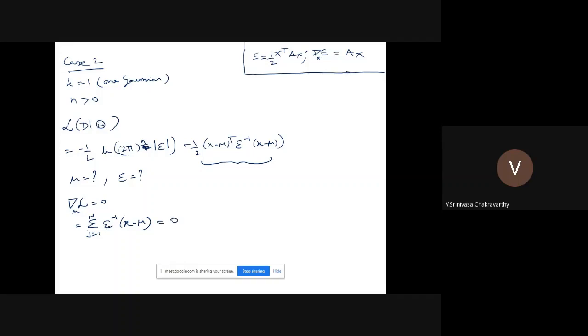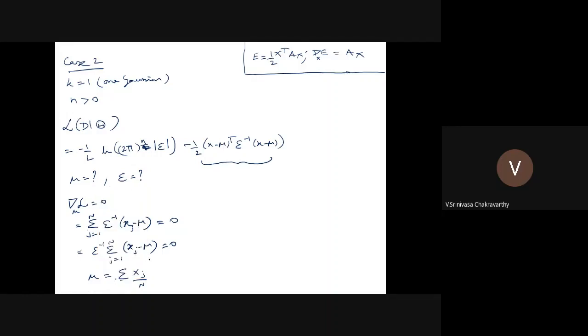Since epsilon inverse is constant, you can take it out, and you get epsilon inverse times the sum over j equal to 1 to n of (xj − μ) equal to 0. So again, you get the same thing we got before. That is, μ is equal to sigma xj by n.